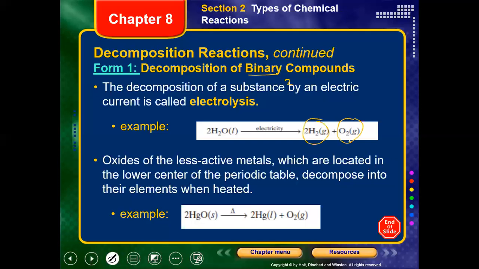You have to use the subscript 2 to indicate that this is a diatomic element. And a decomposition reaction happens by using either electricity, or when you see this triangle, it means heat. So a decomposition reaction needs either electricity or heat to occur.